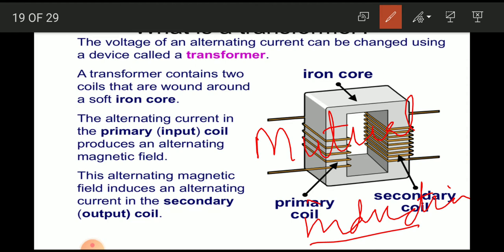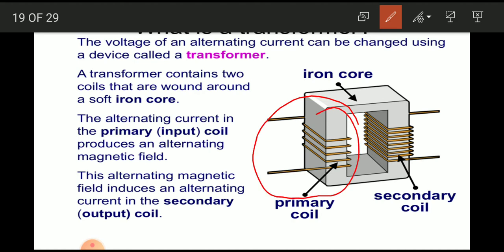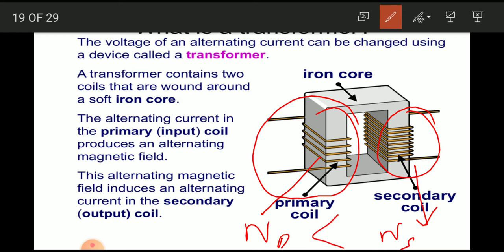Now, a transformer contains two coils that are wound around a soft iron core. The alternating current in the primary coil produces an alternating magnetic field. This alternating magnetic field induces an alternating current in the secondary coil. This is called the primary coil and this is called the secondary coil. Here the number of turns is represented by NS and here the number of turns is represented by NP. NP is less than NS, so it is called a step up transformer.